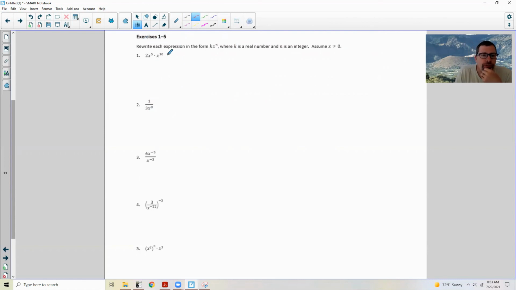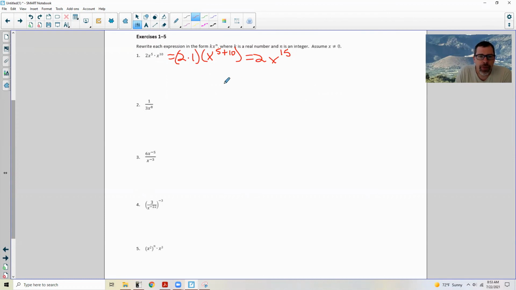All right. So we have a coefficient 2 times a coefficient 1. So I'll put those together. And then we have an x to the 5th and an x to the 10th. So that's the setup. 2 times 1, x to the 5 plus 10, and we're done.